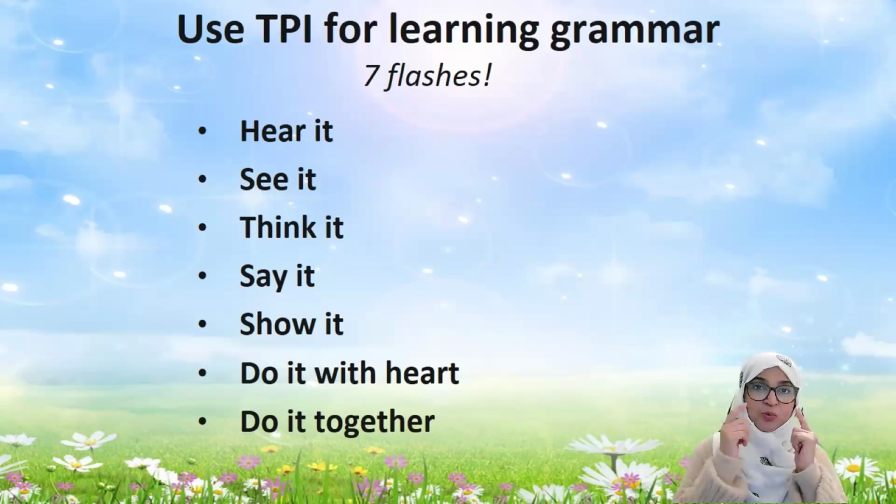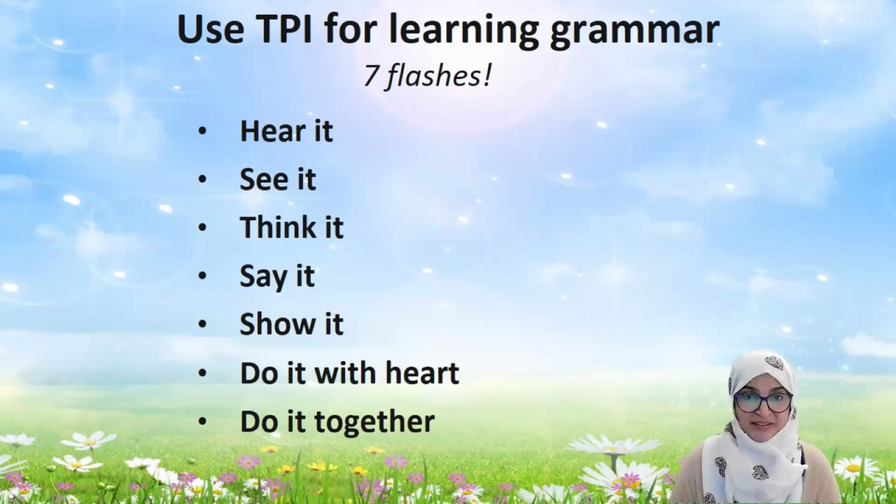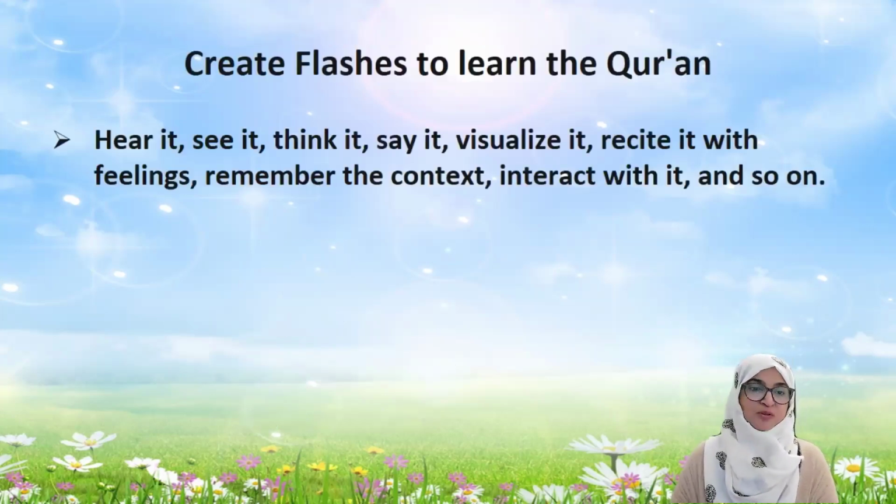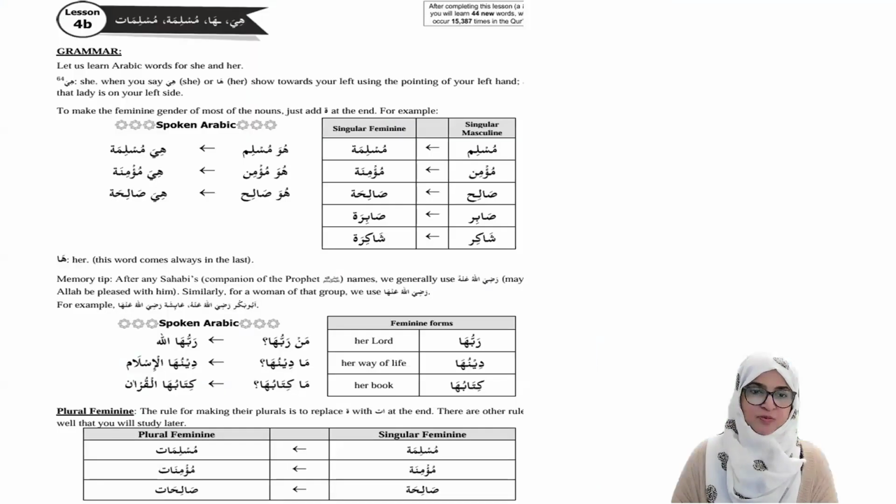So this is how we do our Quran. We hear it, we see it, we say it, we show it with the left and right, and we are all doing it with our heart, and we are doing it together. So these are the 7 points we are following in the total physical interaction, which is helping us to learn the Quran language easily without any problem. I've already spoken about this.